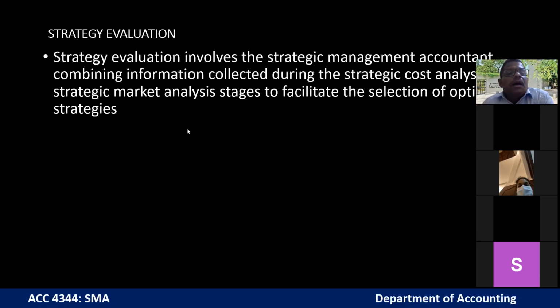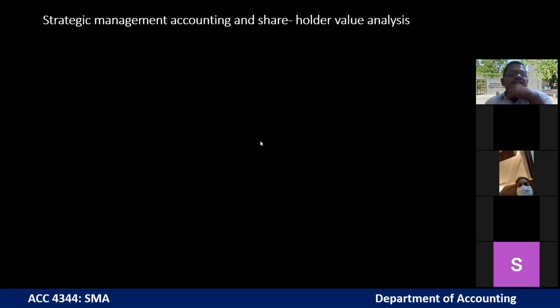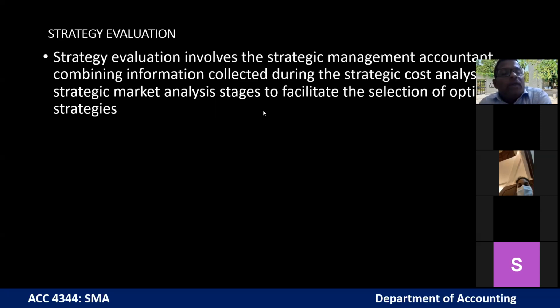Of course, strategy evaluation is the evaluation of all the strategic management accounting and combining information collected during the strategic cost analysis and strategic market analysis stages to facilitate the selection of optimum strategies. So what you do is basically you collect information from outside, that is market, by performing the market analysis, and also you collect cost data, and you will now evaluate the strategy, which strategies are suitable. Strategic management accounting and shareholder value analysis. Next one. So the process is over with that.